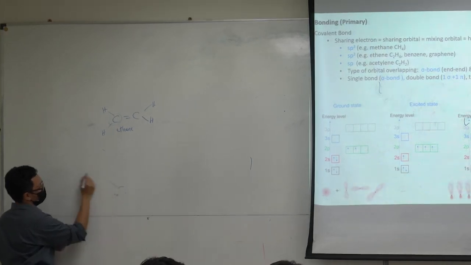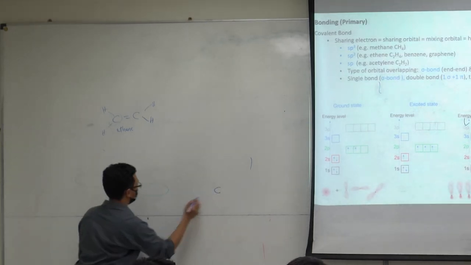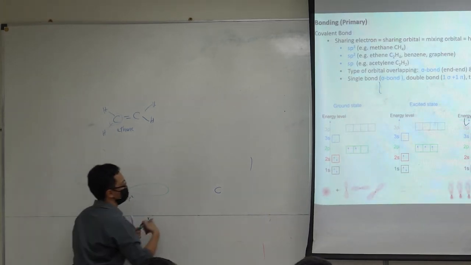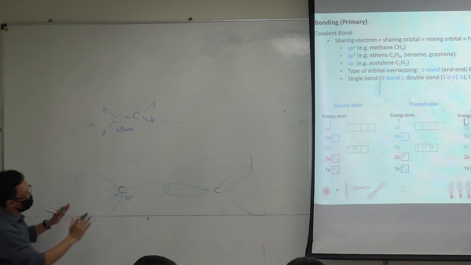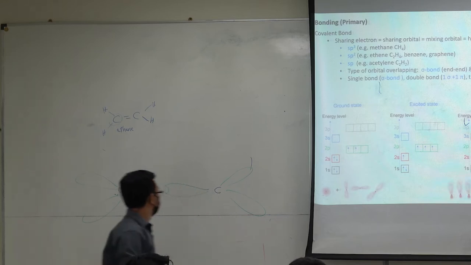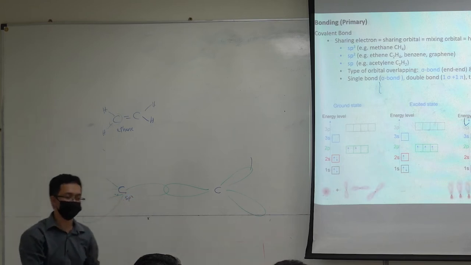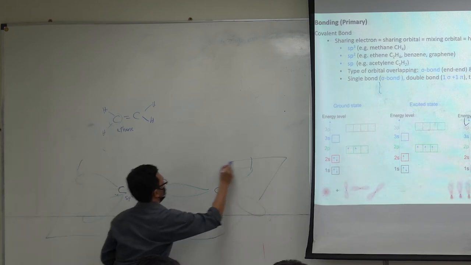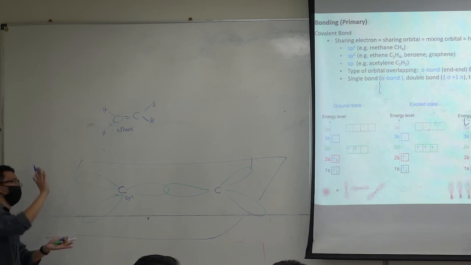And then you have another C here, because there are two C, and both C are sp2. So this C is also like this. Combined, imagine you look at it from this side. It's all on one plane, not 3D. It's in one plane on the paper. There is nothing that goes up or down.